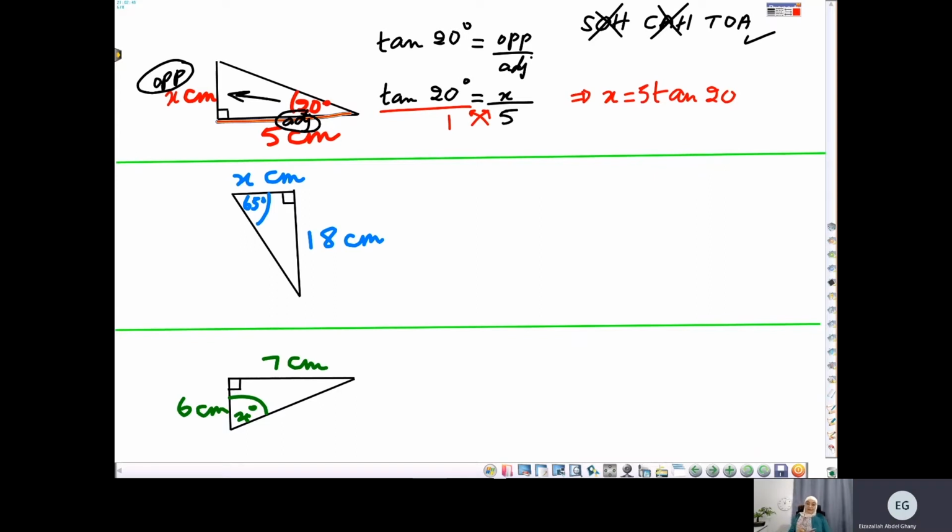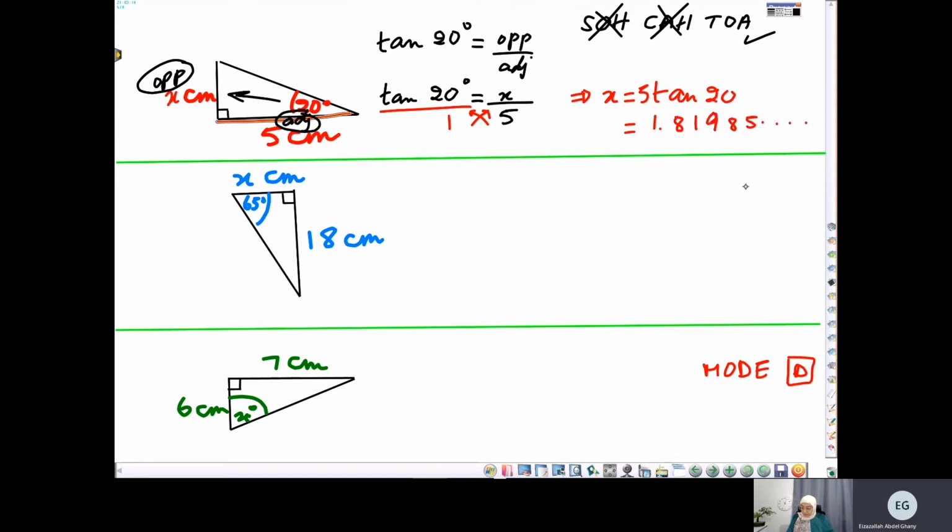It's easy to calculate. Take care that the mode of your calculator should be always in degrees. Watch the display of the calculator. There is a tiny letter D exactly up in the middle of the calculator. Okay, now calculate 5 tan 20 equals, you will get 1.81985.